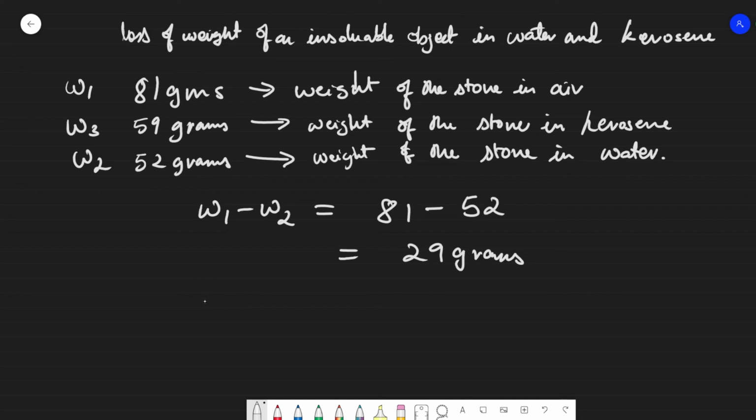And for the weight loss in kerosene, it will be W1 minus W3, which will be 81 minus 59, which will be 22 grams. Now that we know the weight loss in water and kerosene, we can see that the weight loss in water is more compared to the weight loss in kerosene, which we've already discussed before, that the density of water is greater than the density of kerosene. And that concludes the experiment. Thank you.